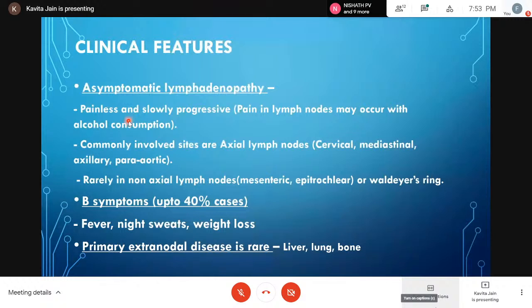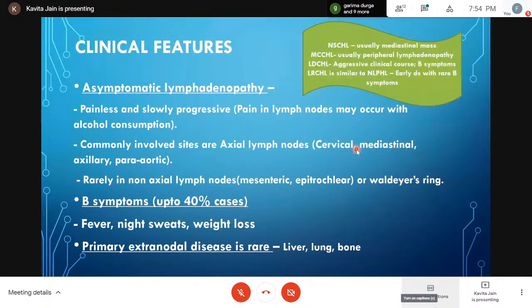So they are painless and slowly progressive lymph nodes. Pain in lymph nodes, however, characteristically may occur with alcohol consumption if the patient gives this history. Commonly involved sites are axial lymph nodes: cervical, mediastinal, axillary, paraaortic. They are rarely seen in non-axial lymph nodes, like mesenteric, epitrochlear, or Waldeyer's ring, which is absolutely rare, less than 1% of cases. B symptoms can be seen in up to 40% of cases. And primary extranodal disease is rare, that is in lung, liver, or bone.